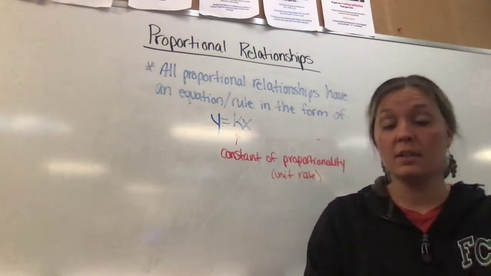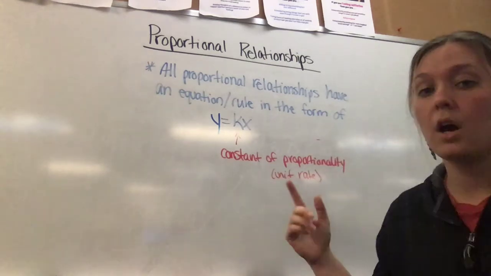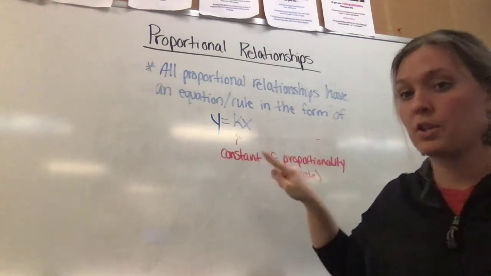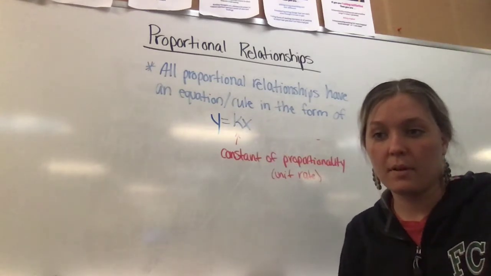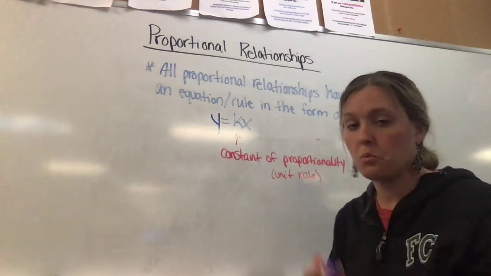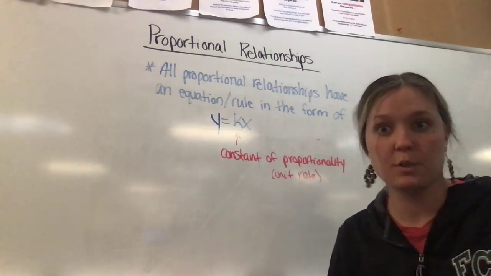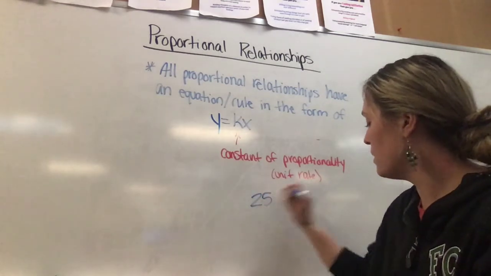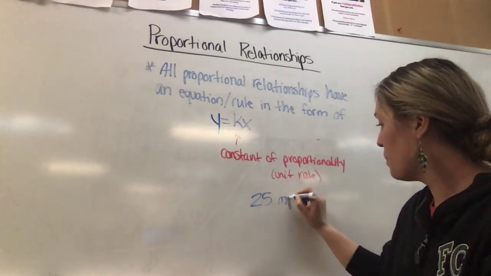But unit rate in this equation, we call the constant of proportionality. And it replaces k in this equation. That's the only part of the equation that gets replaced. So while we're talking about price per or miles per gallon, let's say that we have a car that we know travels 25 miles per gallon.